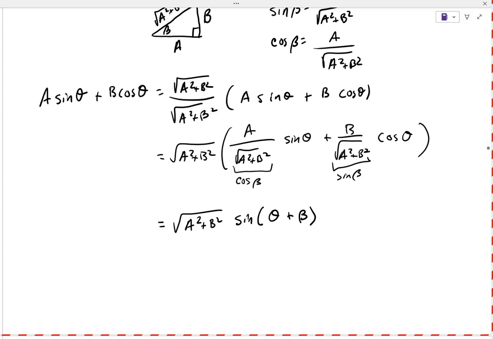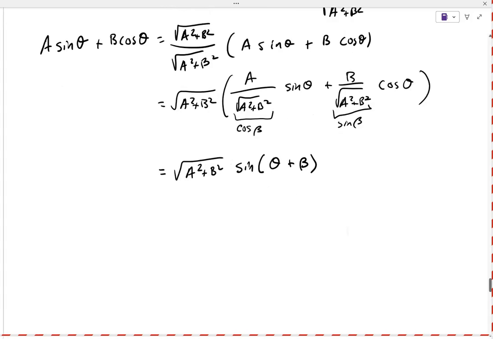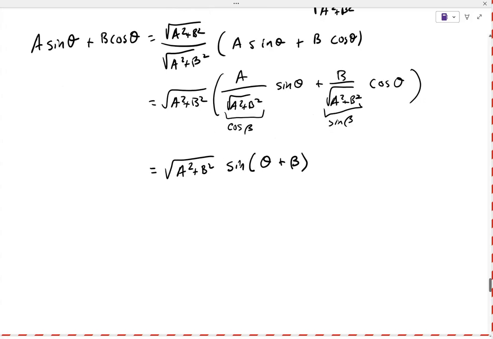The only thing that you have to figure out is what is beta. Beta is going to be a number. You're going to have a number for a and a number for b. So beta is really going to be a number. Beta is going to be an angle where we have the cosine of beta is equal to this expression and the sine of beta is equal to this expression. So that's what we get to the end.